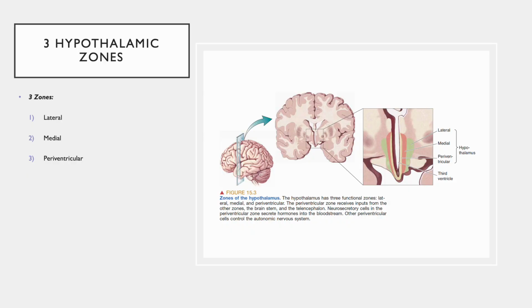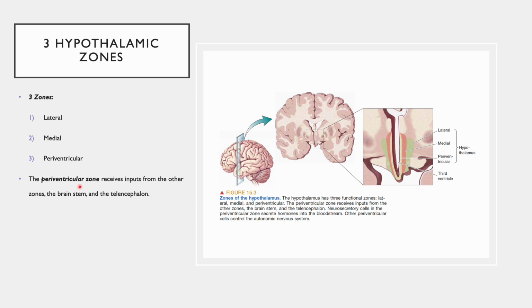There are 3 zones of the hypothalamus, including the lateral zone shown here, and the medial zone, and then the paraventricular zone, which is shown here in yellow. The paraventricular zone is particularly important to talk about. So the cells of the paraventricular zone lie right next to the wall of the third ventricle. And there are neurosecretory cells that live in the paraventricular zone and secrete hormones into the bloodstream. So we're going to largely be talking about these neurosecretory cells that live in the paraventricular zone of the hypothalamus.